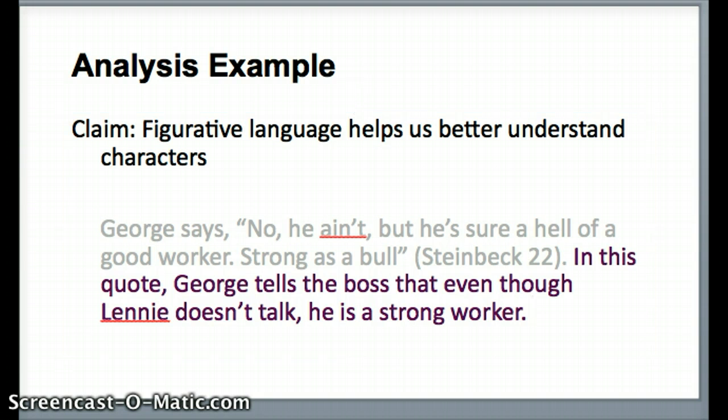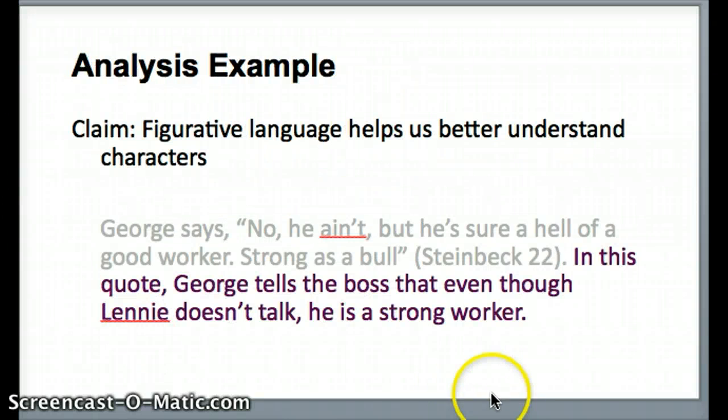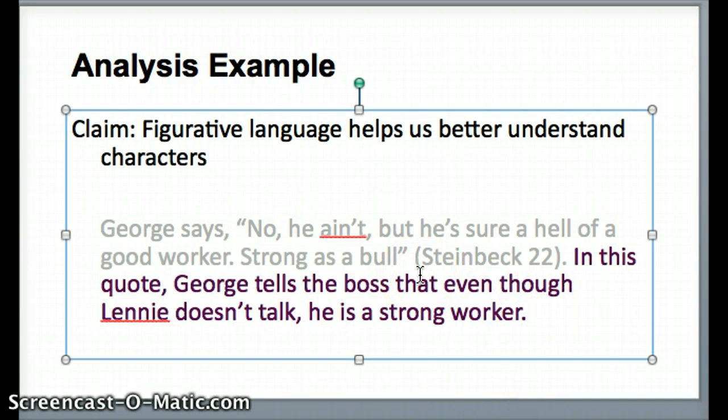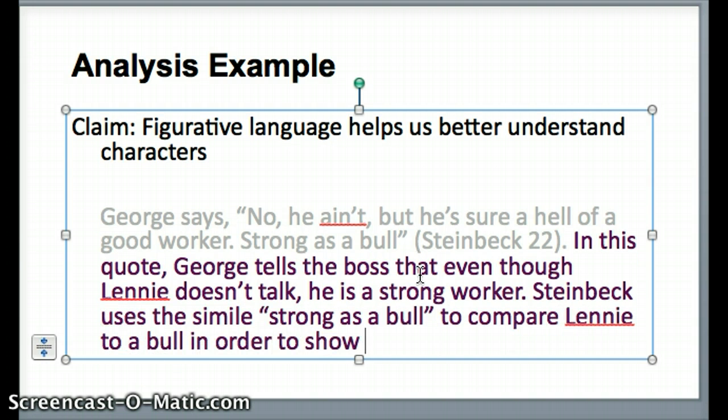Now I'm going to do step 2, which is break it down. I'm going to pick out a specific word or phrase from the quote and analyze that. Okay, so I'm going to say, Steinbeck uses the simile strong as a bull to compare Lenny to a bull in order to show his extreme strength.